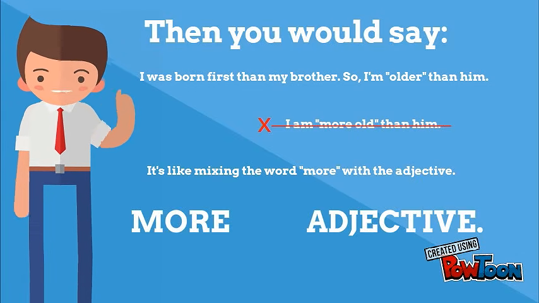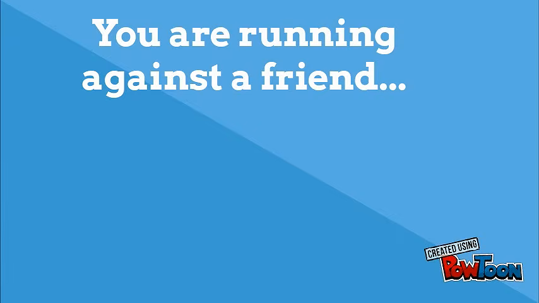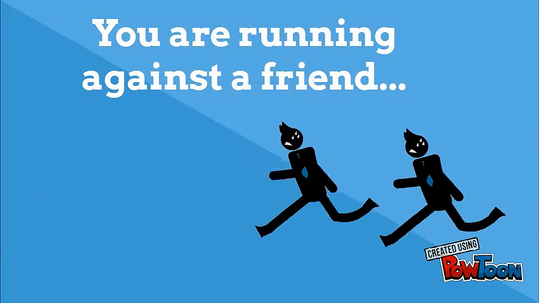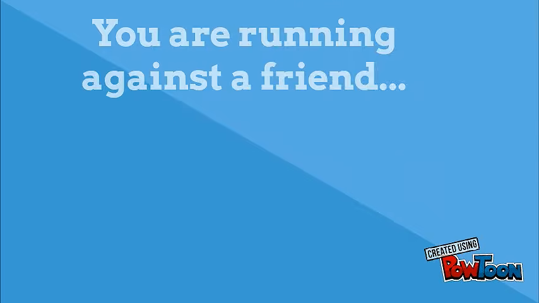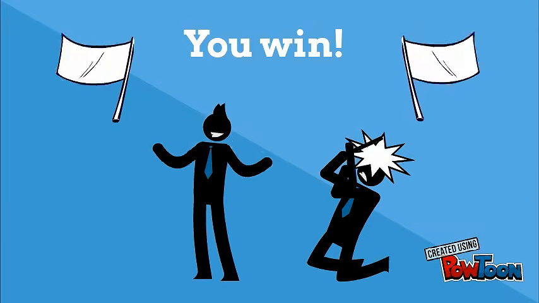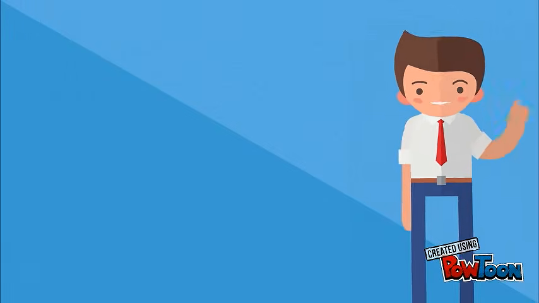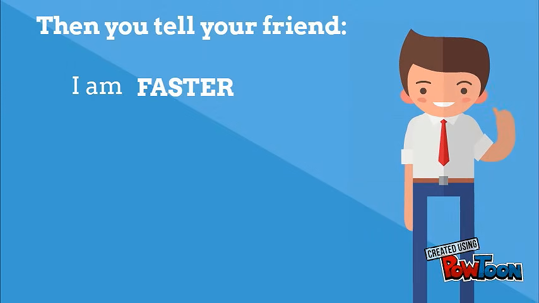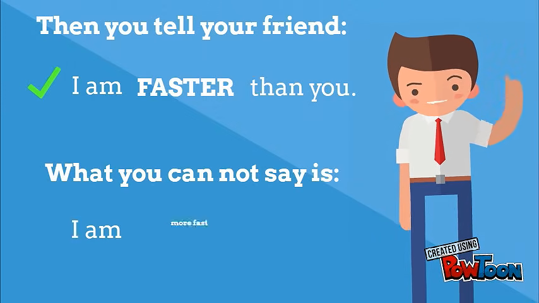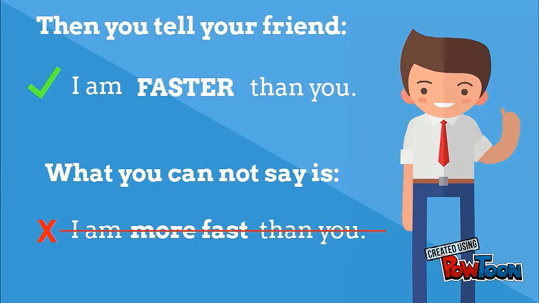Let's make an example. Guess you're running against a friend, only the two of you. And then, you win! So, what would you say to your friend? Then, you told your friend, I am faster than you, which is correct. What you cannot say is, I am more fast than you. This is not right. Well, moving on.